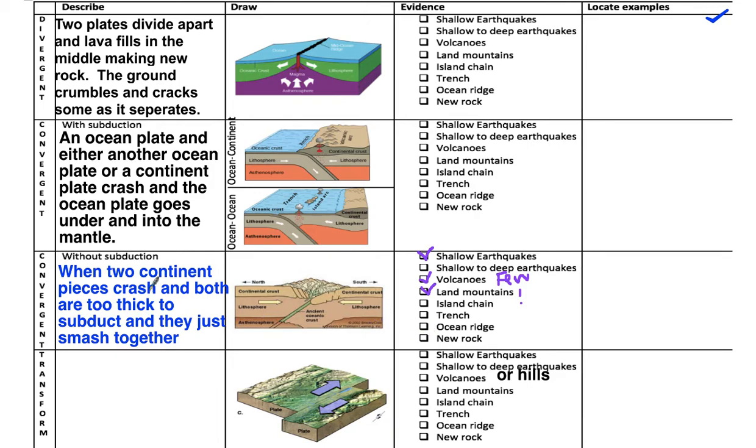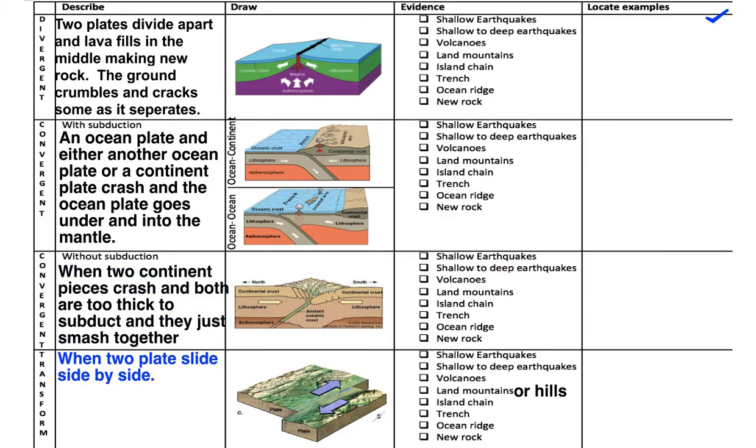So the convergent boundary without subduction is not as easy to find. The earthquakes are not as obvious, and there's just a few volcanoes. The biggest identifying factor, like I said, is going to be the land mountains. That's the main thing we're going to find in those boundaries.